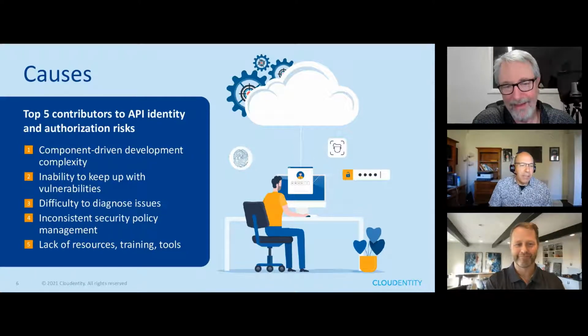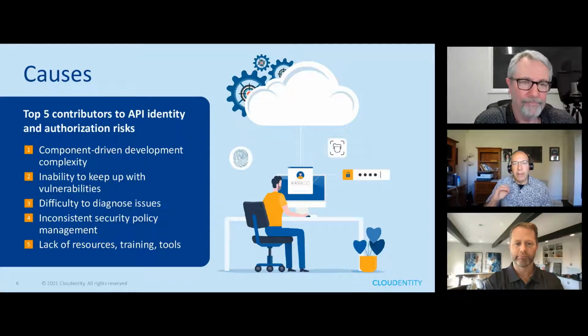Yeah. Just to jump in, to your point about a couple of these causes, right? Component-driven development complexity, I think, is the first one, that's probably the largest problem right now. When developers start to get into the API world, they don't necessarily understand the level of granularity that they may need to build into that as they're building their APIs, right? They look at an application and a service, they start to decompose that service, they start to build the APIs, but they typically end up putting more things into it than what you would want.